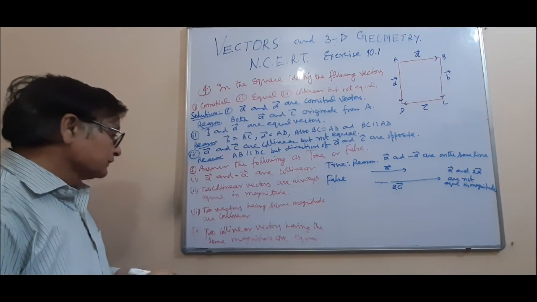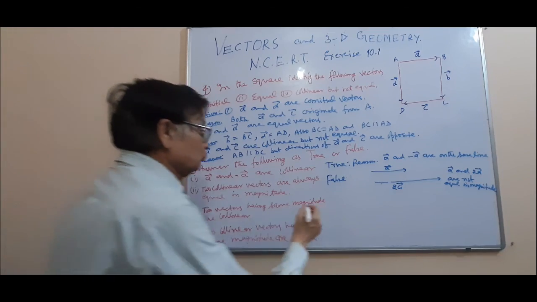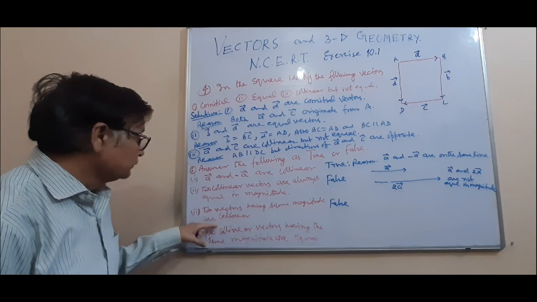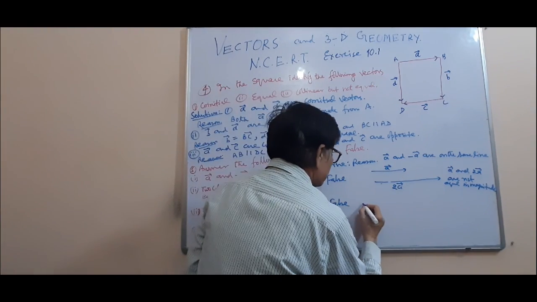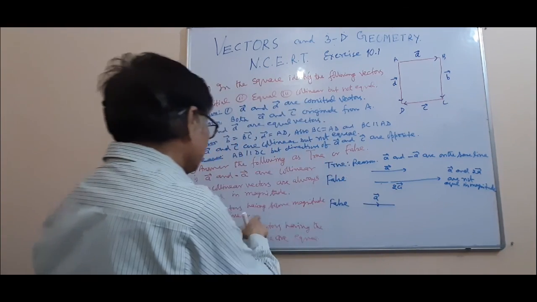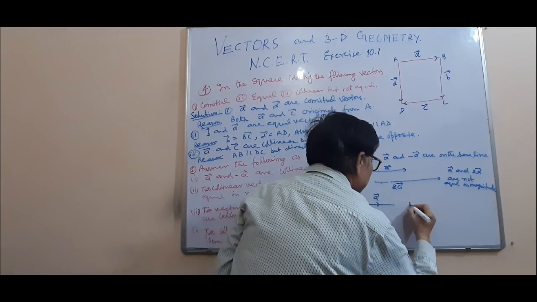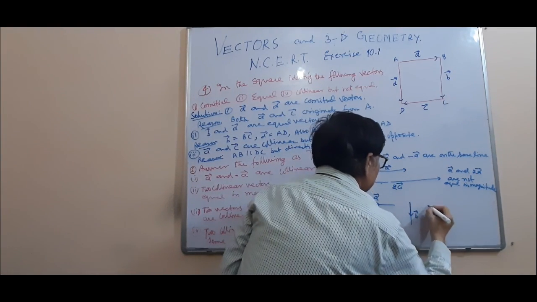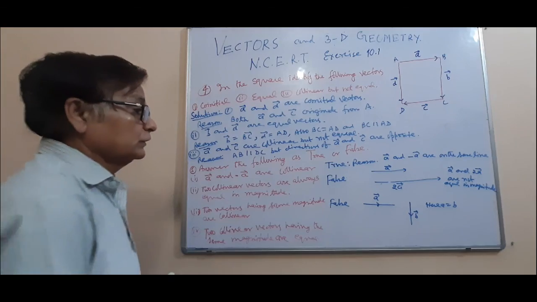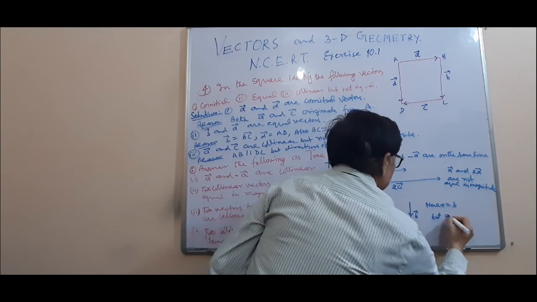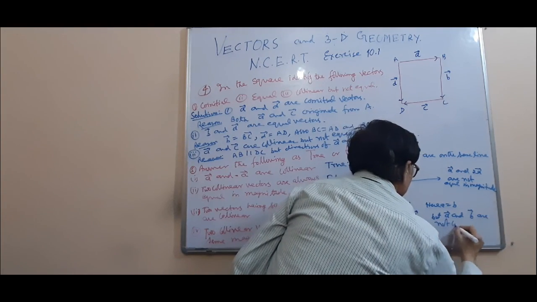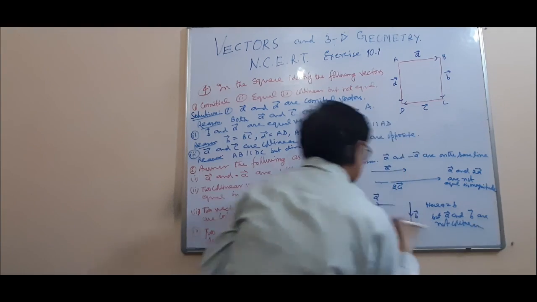Third is two vectors having same magnitude are always collinear. It is also false. We can see two vectors having same magnitude are not necessarily collinear. This is a vector a, and this is another vector b. Here a is equal to b in magnitude, but vectors a and b are not collinear. They are not along the same line.